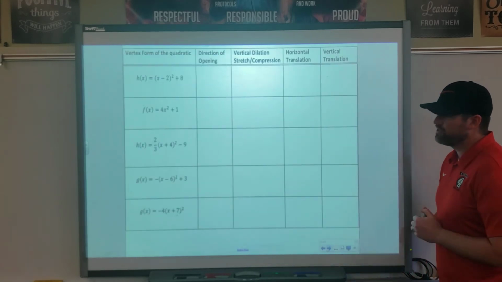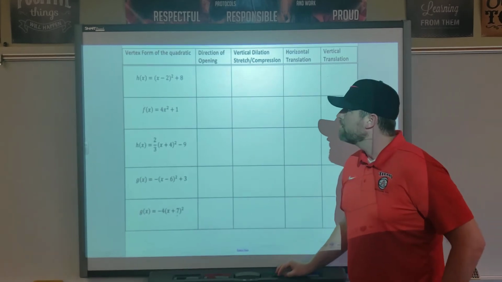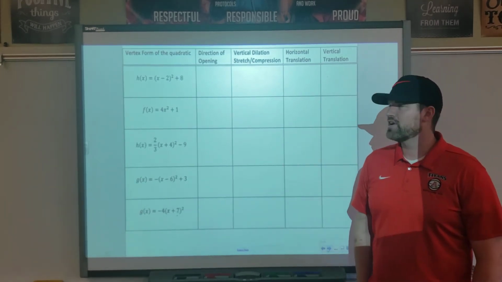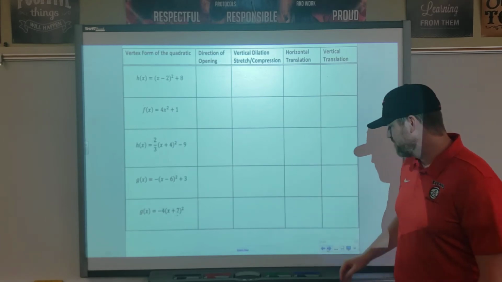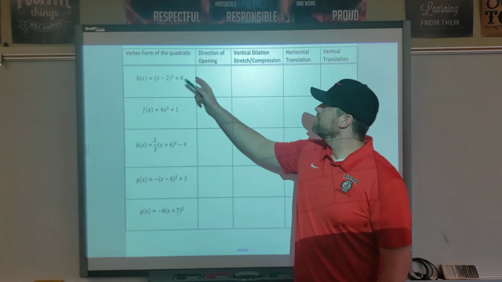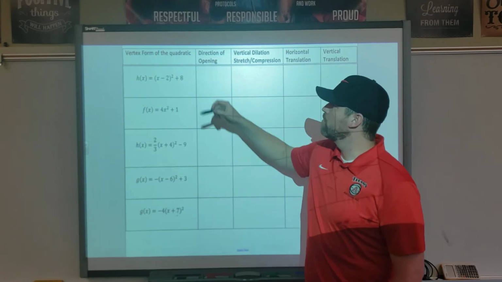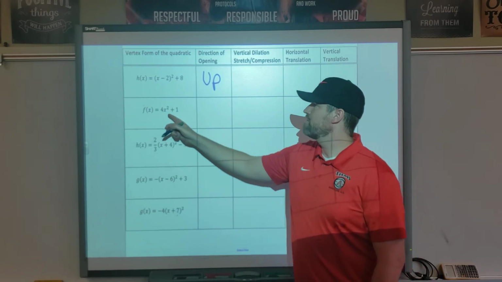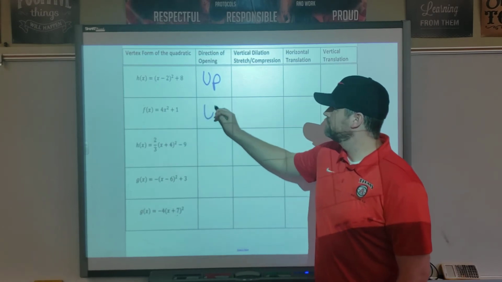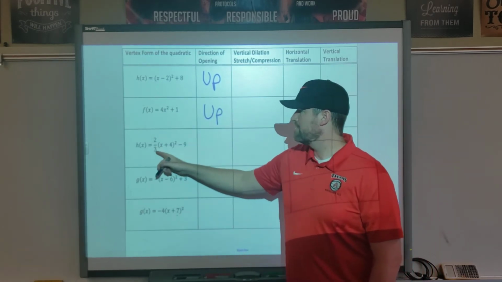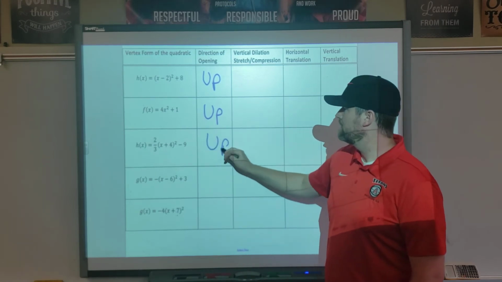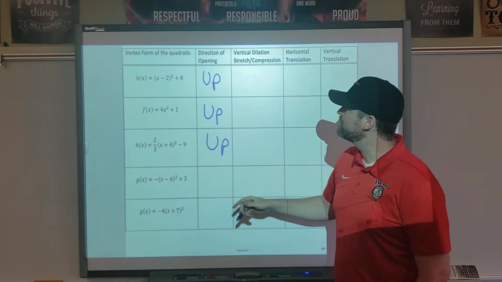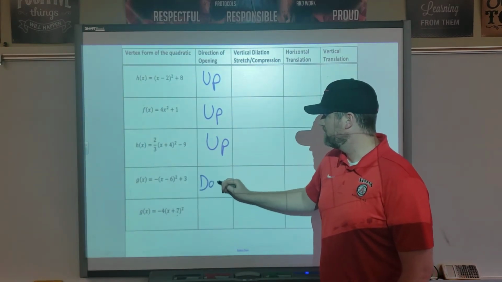All right, hopefully you can read those. It's a little small, but I want to go through 5 examples and just quickly point out the different transformations that we know from vertex form. So first off, if a is positive, will the graph open up or down? Up. Let's go through this one. A is positive. Up. A is also positive. But then these next two, our a values are negative. If the a is negative, the direction of opening will be down.